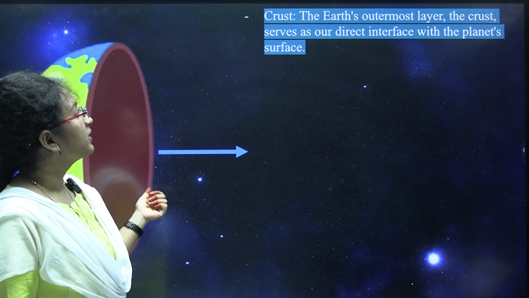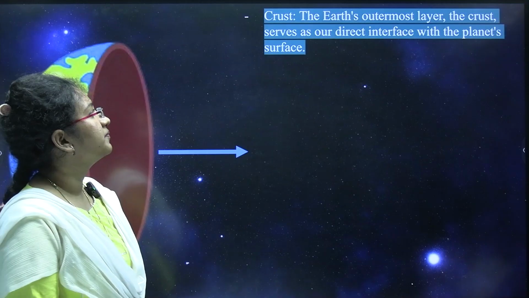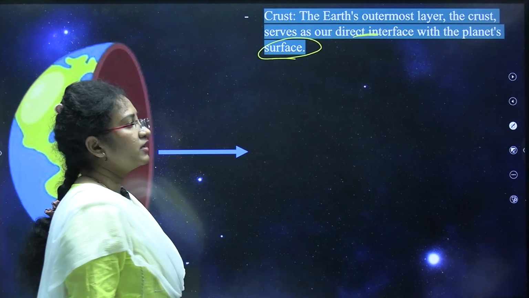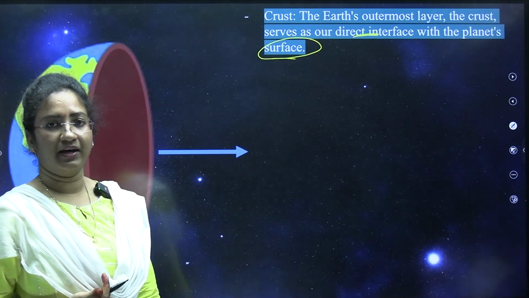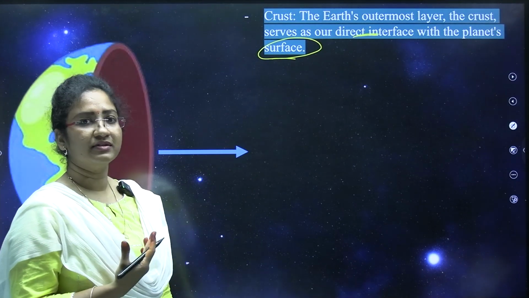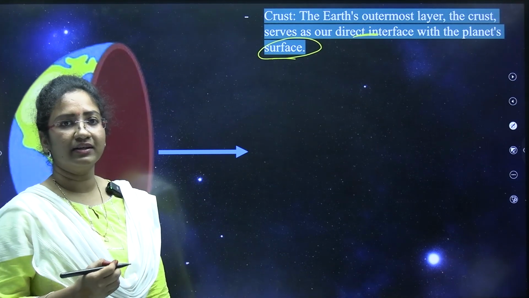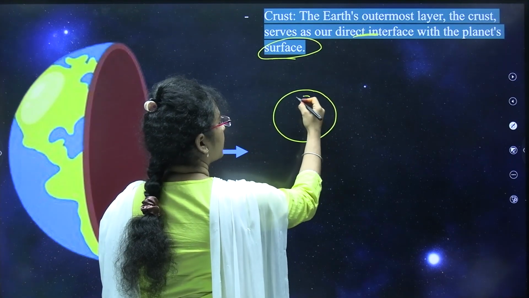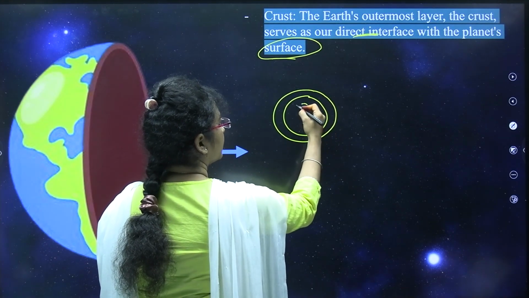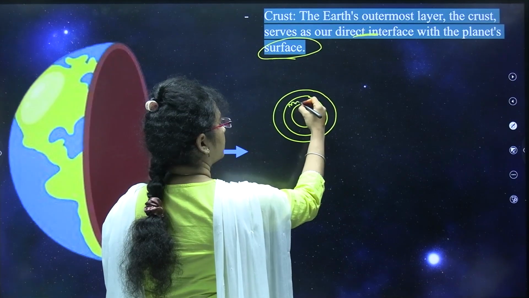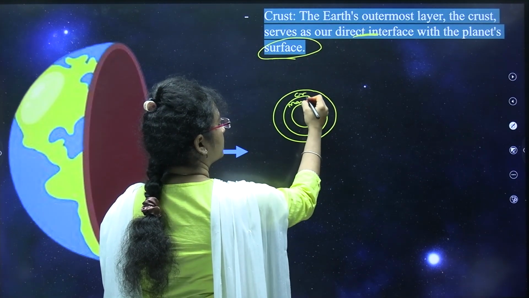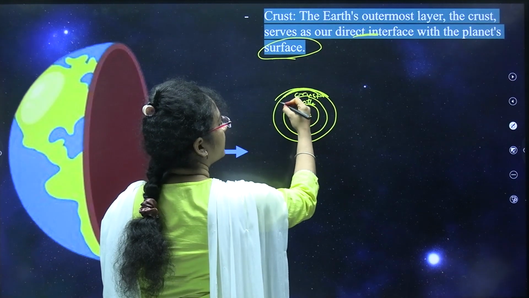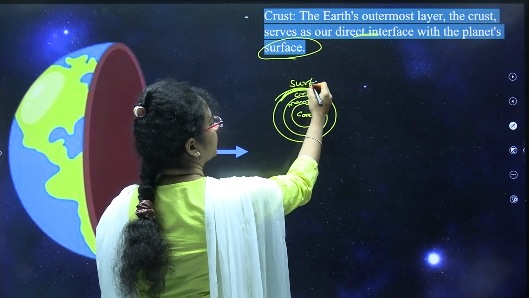So here, crust is the outermost layer. Crust serves as a direct interface with the planet's surface, right? Because crust is the outermost layer, it has this direct interface with the surface of the planet. So just consider the example of the core. This is the surface of the earth. Here we have the crust layer, and then here we have the mantle layer, and this is the core. And here on the outer part, we have the surface of the earth.